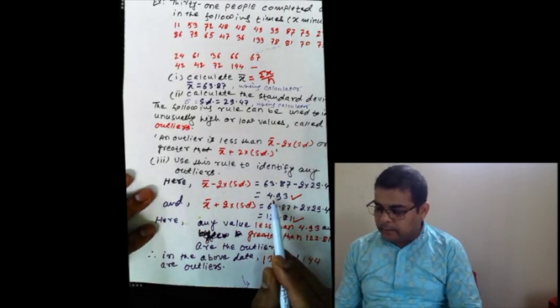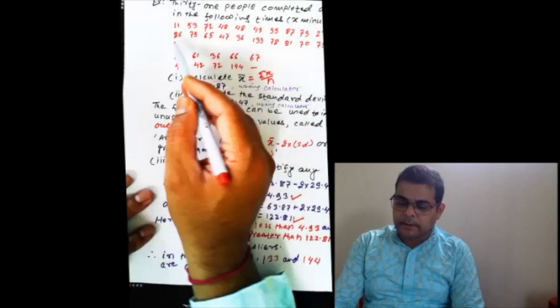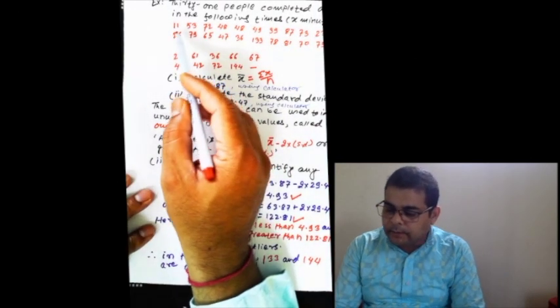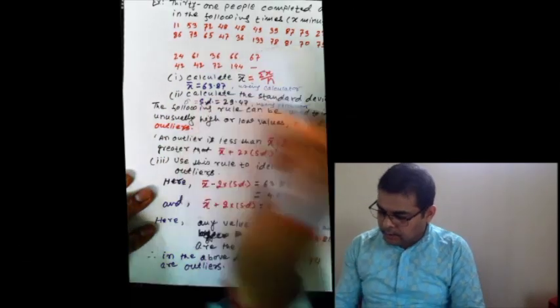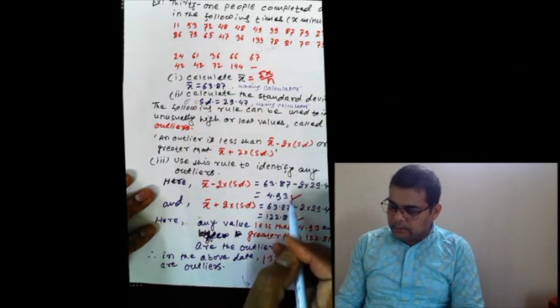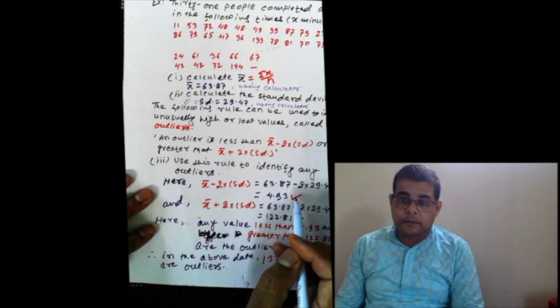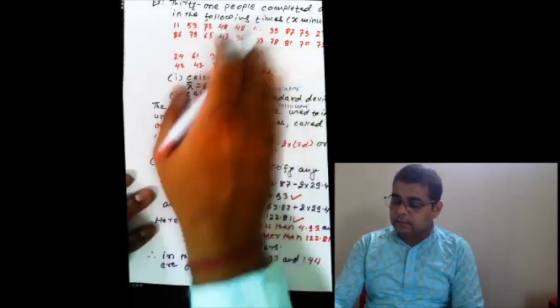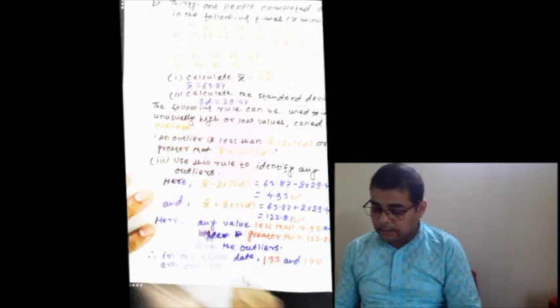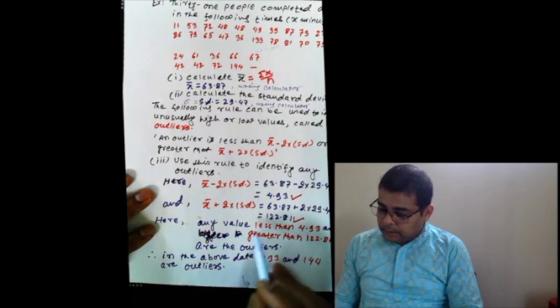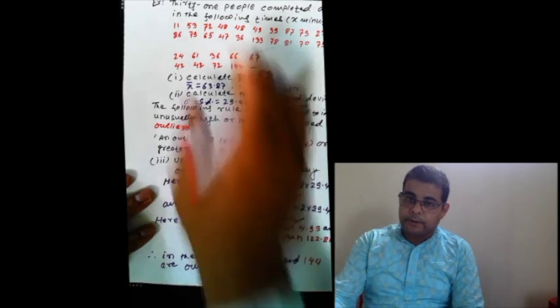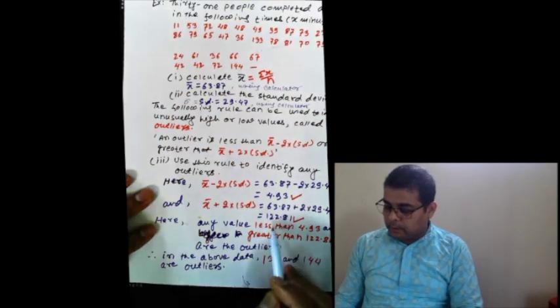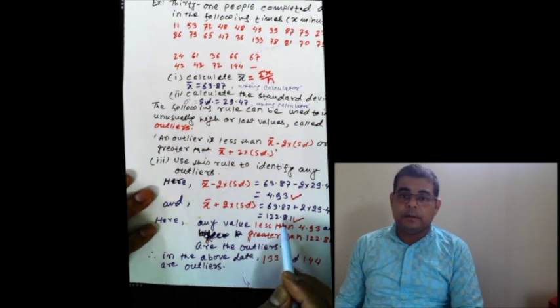Can you find any value less than 4.93 in the given set of data? I don't think we have any value less than that, because it looks like 11 is the least. That means we don't need this value in order to reject any value from the given set of data. But you can see 122.81, which is the maximum value, should be here. Any value bigger than 122.81 will be rejected, and that will be called the outliers.